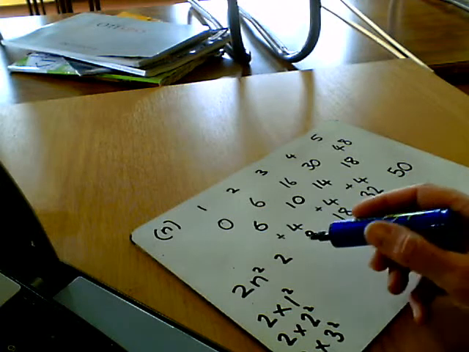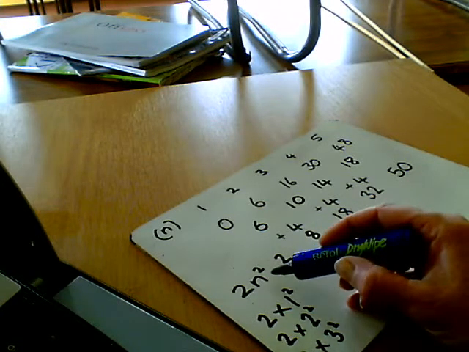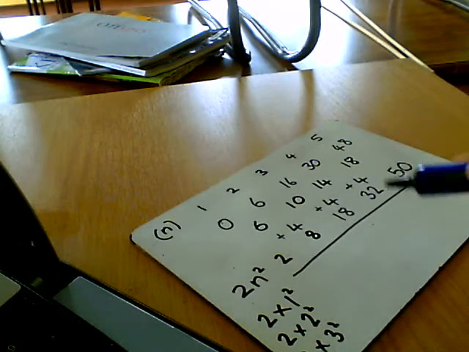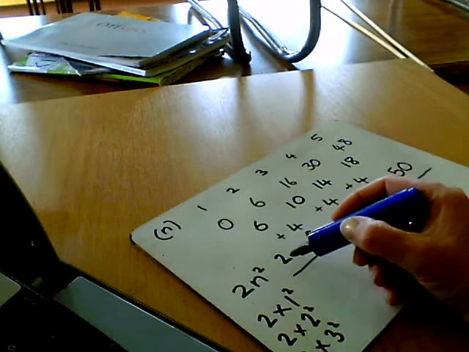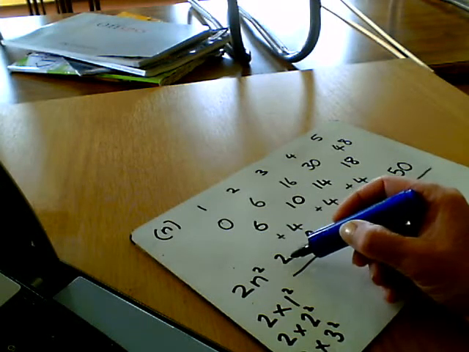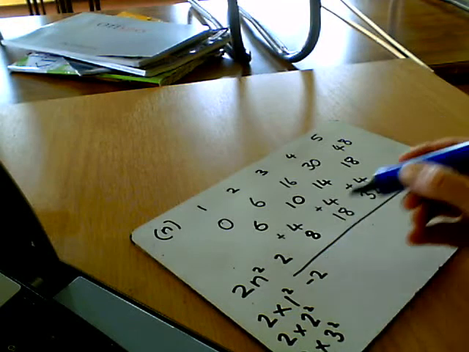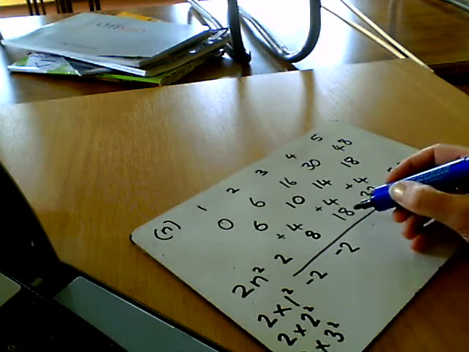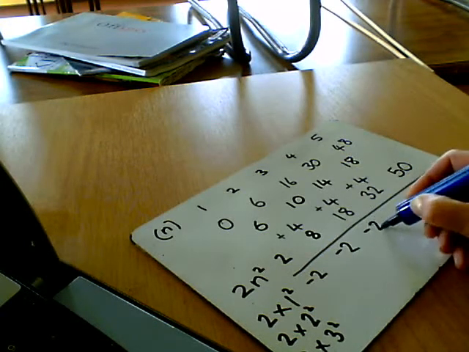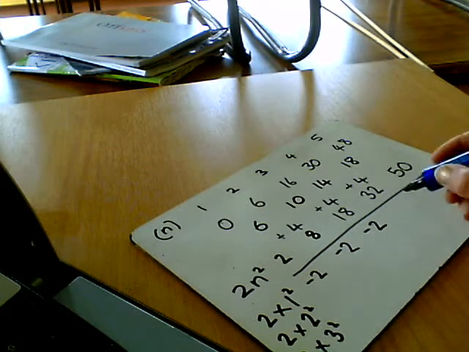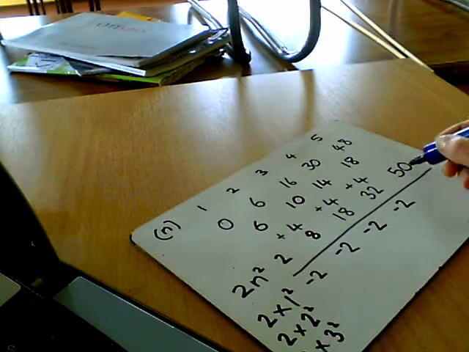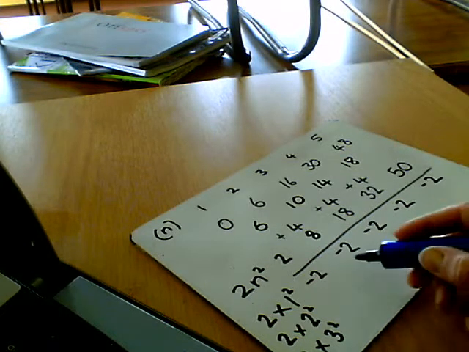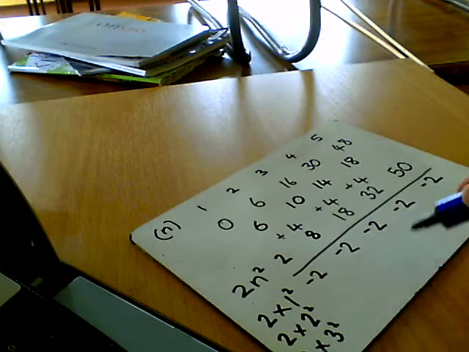Right, so we're now going to look at the difference between this sequence, 2n squared, and my original sequence. Okay, and I can see that if I take away 2 from 2, I have 0. If I take away 2 from 8, I have 6. If I take away 2 from 18, I have 16. If I take away 2 from 32, I have 30. And if I take away 2 from 50, I have 48. So there we have it. The second part of our rule is take away 2.